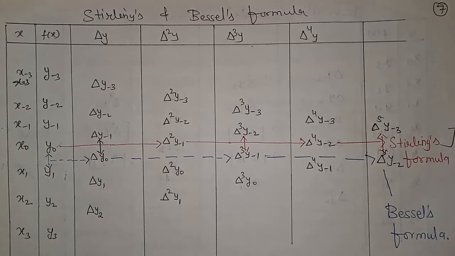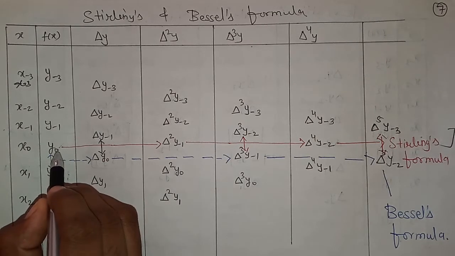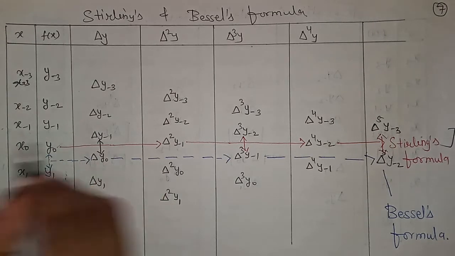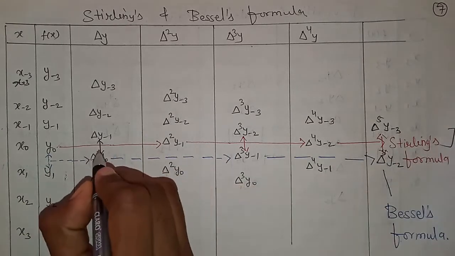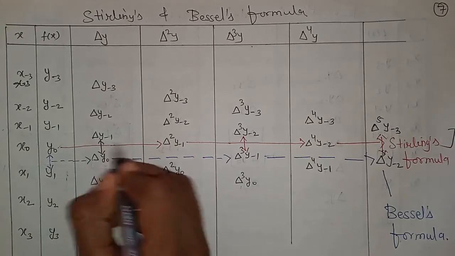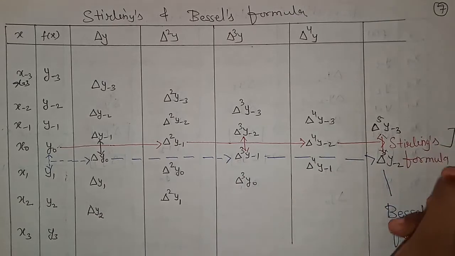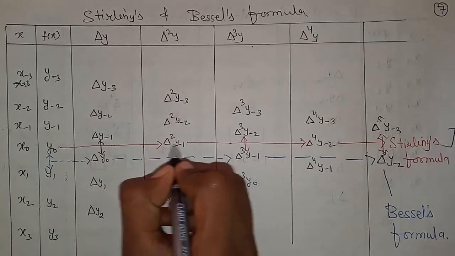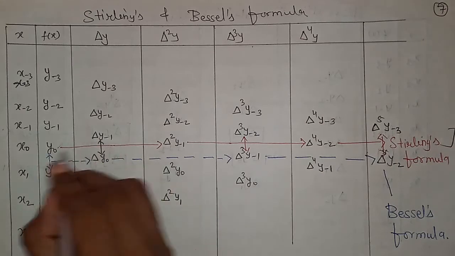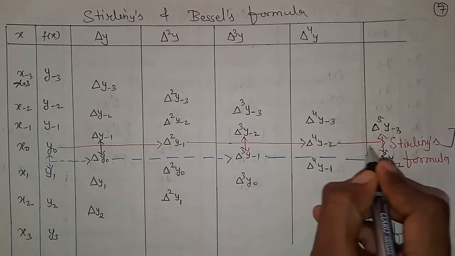Now, let us see how to use Stirling's formula. What we will do is draw a straight line from y0 to the end of the table. This line includes delta square y minus 1, delta raised to 4 y minus 2. The next value will be delta raised to 6 y minus 3. So these values, y0, delta square y minus 1, delta raised to 4 y minus 2, lie on this line.